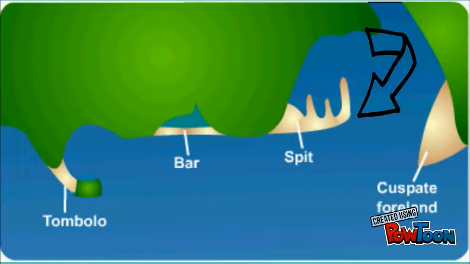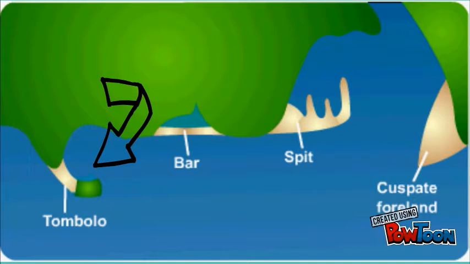A spit is an extended stretch of beach material that projects out to sea and is joined to the mainland at one end. Spits are formed when the prevailing wind blows at an angle to the coastline, resulting in longshore drift. An example of a spit is Inchydoney in County Kerry. A tombolo is a spit which connects an island to the mainland. An example of a tombolo in Ireland is Howth in County Dublin.